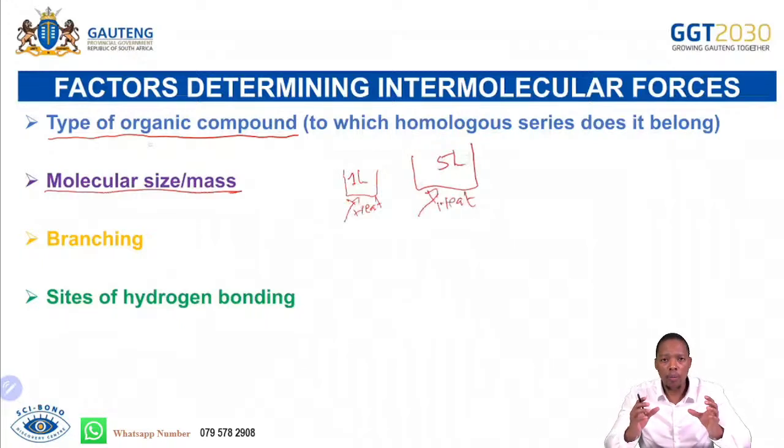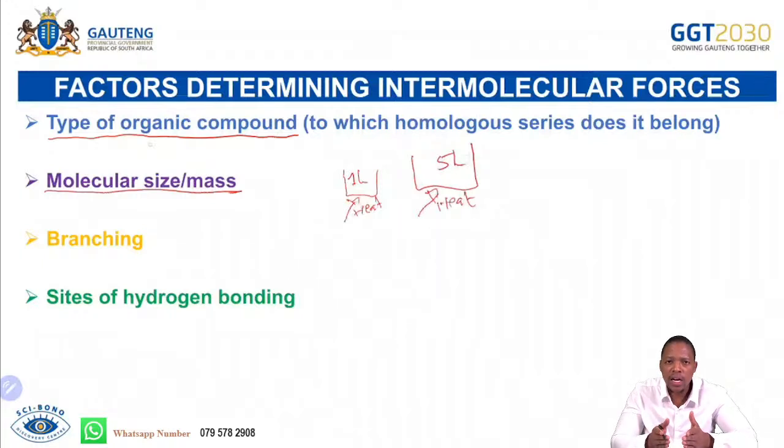But now you are comparing the same now. Let's say you are comparing both under alkanes. Both of them are alkanes. So what can I look at? I can look at their size. How many carbons does this one have? Like here, this one is 1 liter, this one is 5 liter. That's an example I'll make for you.